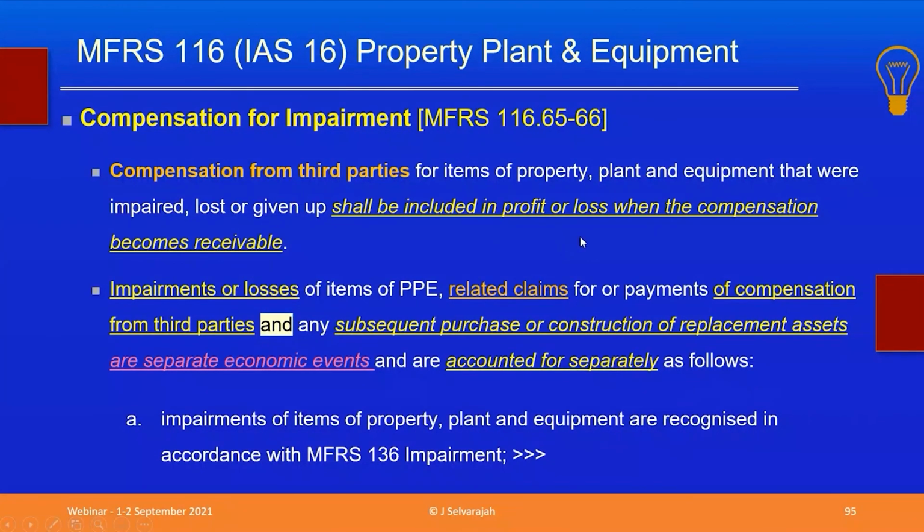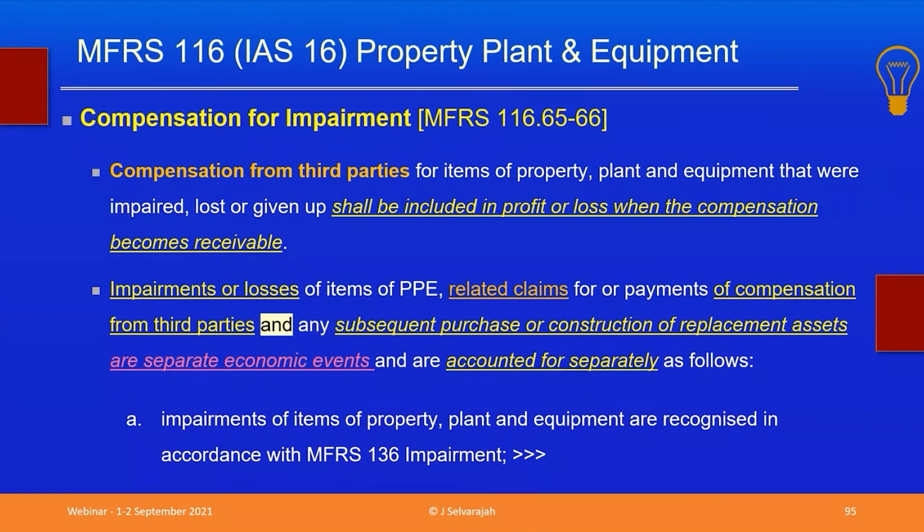That is, the compensation for items that were impaired shall be included in the P&L when it becomes receivable. For impairment of losses like PPE, related claims to PPE, or compensation from third parties, right? Then subsequent purchase or construction of replacement assets are all separate economic events that you need to account for separately. So there are a variety of compensations from third parties because of this.